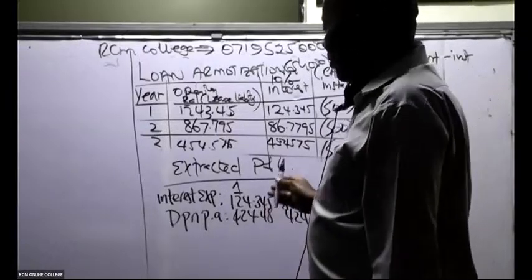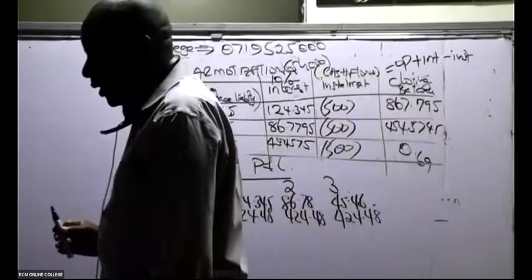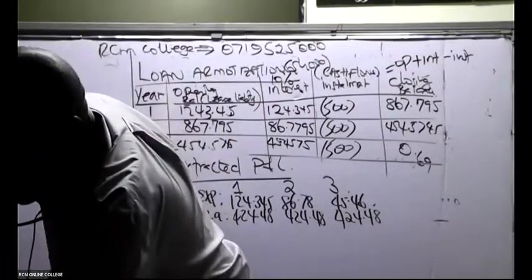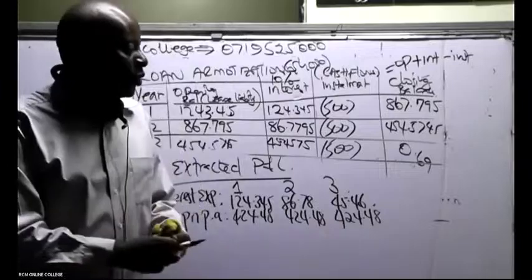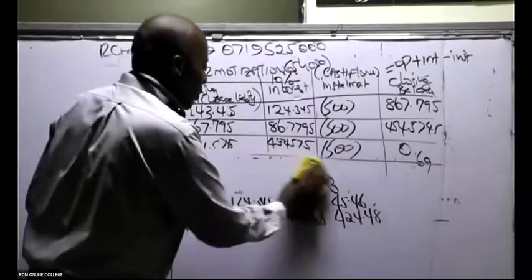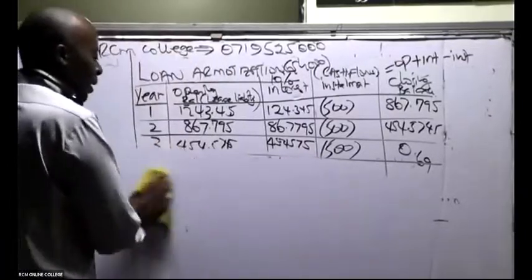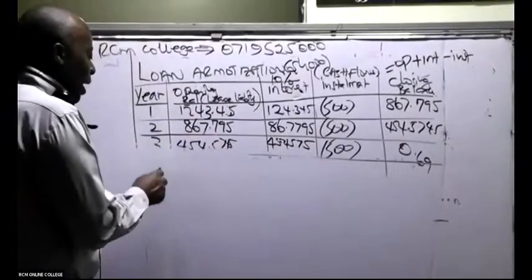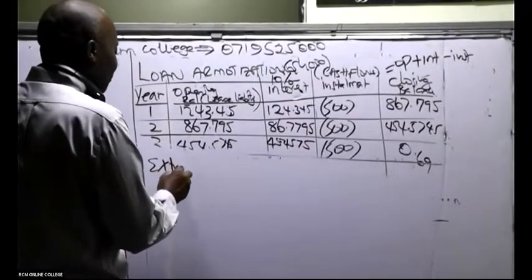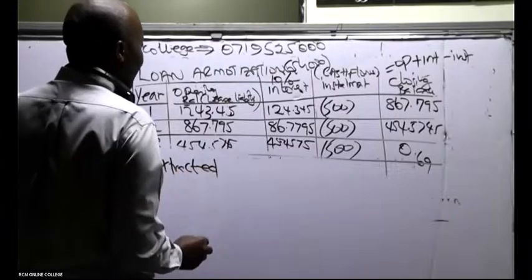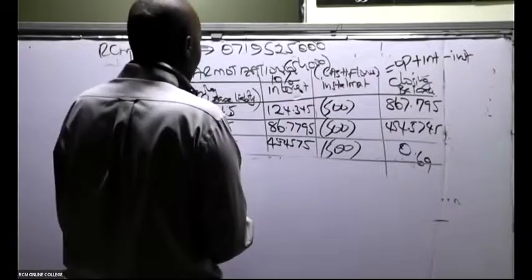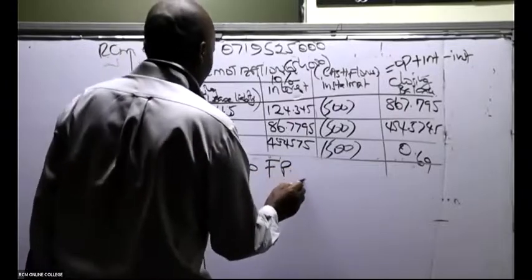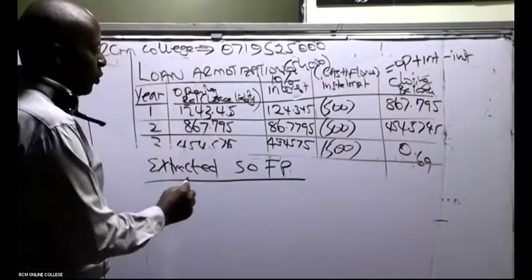Now from there, come and give me the extracted statement of financial position. This is the easiest normally. The last kick now. So we have here the extracted statement of financial position.